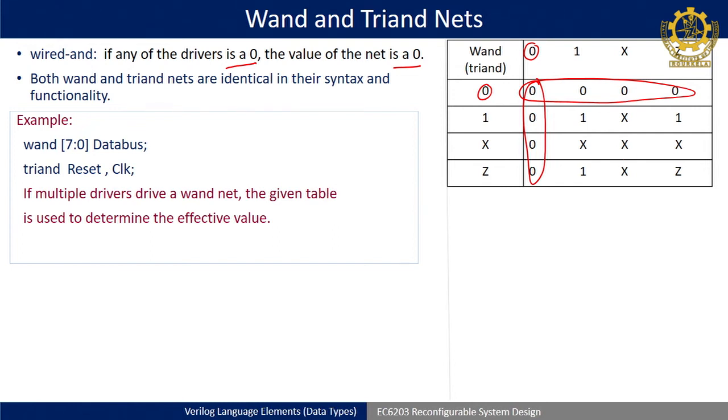I think the standard table we have kept is almost similar, only those portions are changing where it is wor or wand. So, for example you can take wand, data bus, tri-and, reset clock. So, depending upon the multiple inputs you can refer to the given table to evaluate the final values for the corresponding data type.